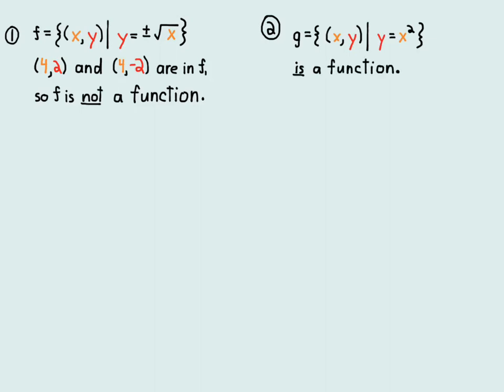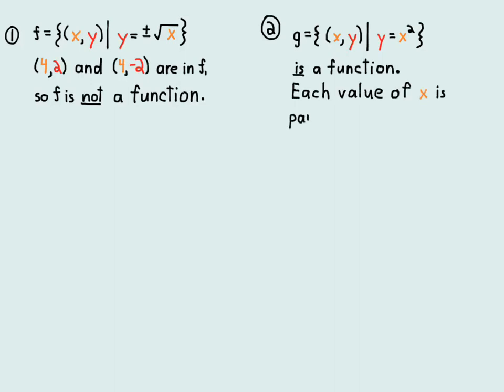Second example, g is the set of all ordered pairs x, y such that y equals x squared. This is a function. Because if you plug in any number for x, you'll get exactly one number out for y. So every number in the domain is paired with exactly one number in the range. Remember, the domain here is the values of x, and the range is the values of y.